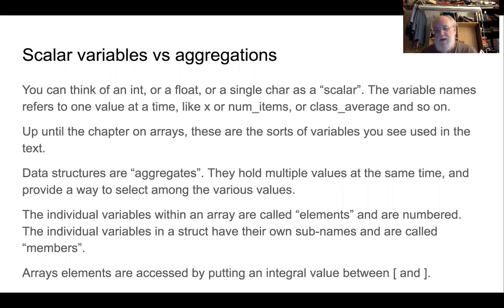Data structures are aggregates. So these are basically collections that hold multiple values at the same time, and they give you a way to choose which particular variable in the collection you want. The individual variables within an array are called elements, and they're numbered. The individual variables in a struct, for future reference, have their own subnames and are called members. So we'll talk about array elements and struct members. Array elements are accessed using a key or an index or a subscript, which is really the proper term for arrays in C.